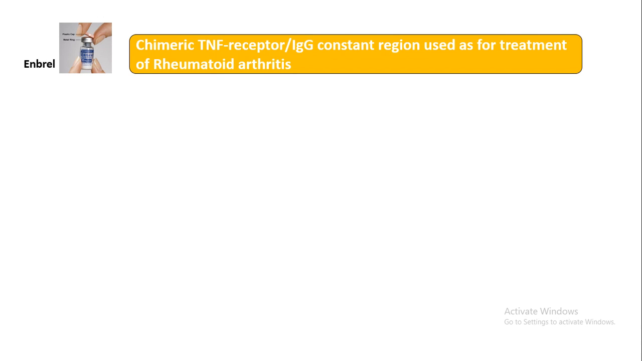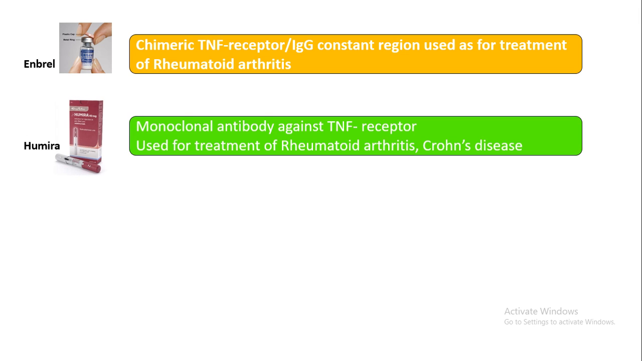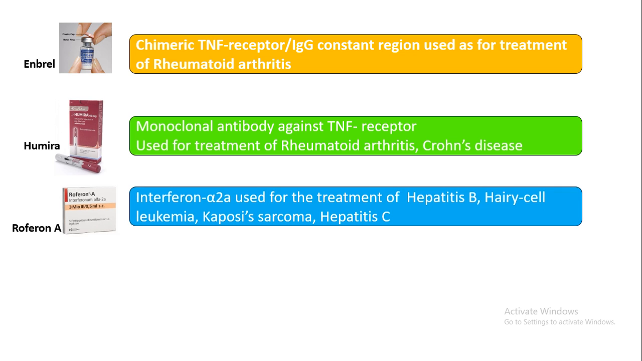Now we come to the clinical use of these cytokines. Enbrel, which is a TNF receptor and IgG chimera, is widely used in the treatment of rheumatoid arthritis. Then Humira, which is a monoclonal antibody against TNF, is used for treatment of rheumatoid arthritis and Crohn's disease.